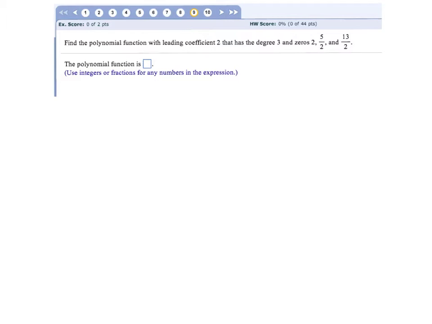So the first thing that we're going to do is write the zeros as factors. So the factors are x minus 2, x minus 5 halves, and x minus 13 halves.